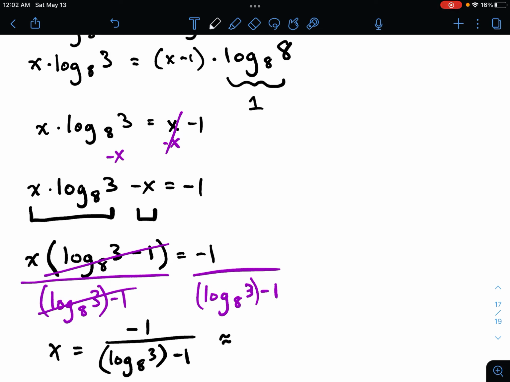Looks like I end up with, let me make sure I just typed this in correctly. I did not type it in correctly. Give me 1 second. Sorry about that. -1 over log base 8 of 3 minus 1. Okay. Think I've got it typed in. Yes, I do. All right. We should get about 2.12. All right. So that should be your answer there.